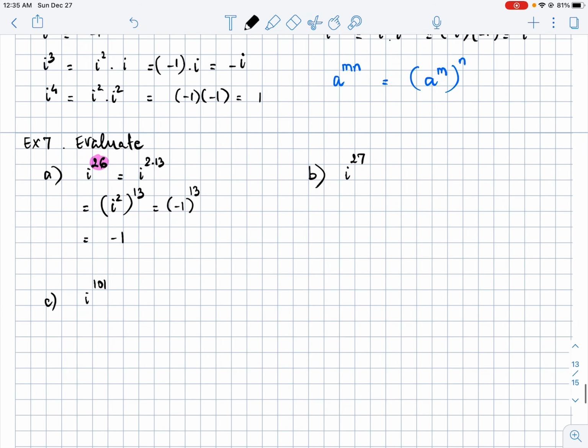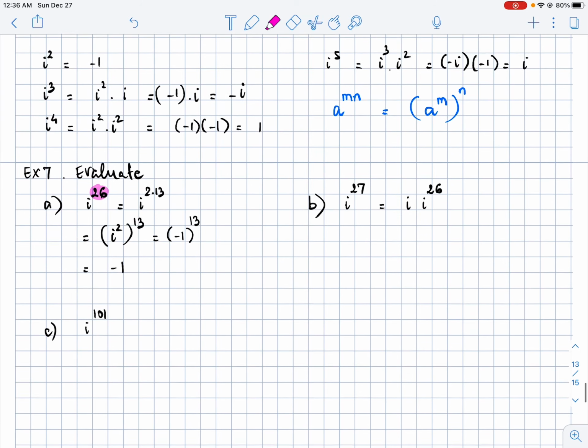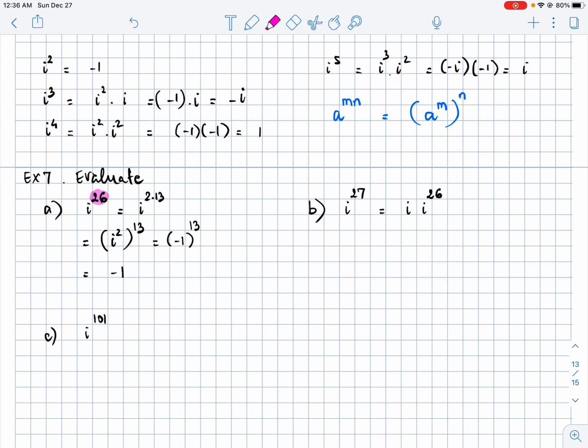So 27 is odd. If the number is odd, I have to do a little extra work. I have to make it even. Just like part A, I'm going to break it into i and i to the 26. What happens is the i is the one that we like to keep, just like i squared, i to the third, i to the fourth, and i to the fifth examples. And i to the 26, we did in part A, is negative 1, then it's equal to negative i.